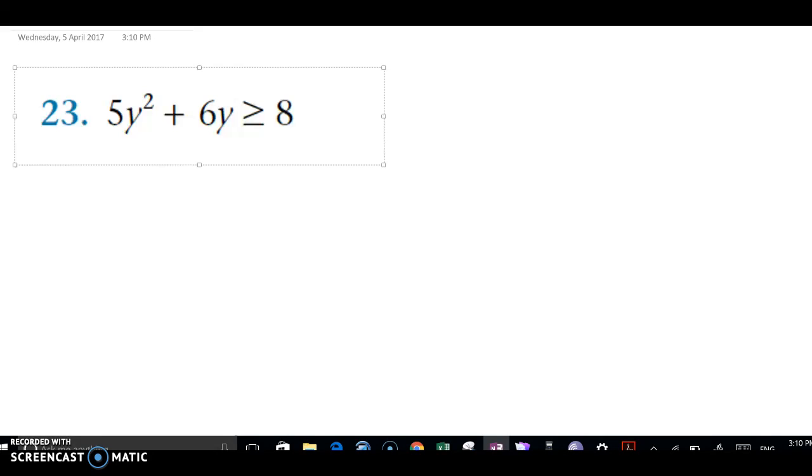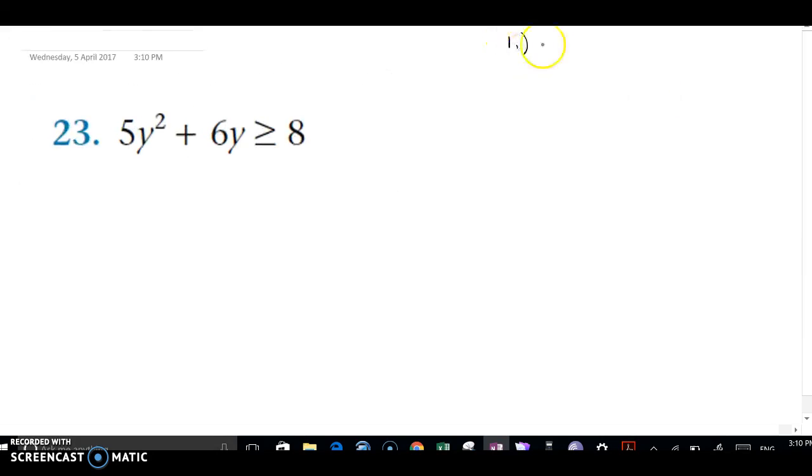Here we go. Let's solve this quadratic equation. So step number 1, let's find the critical values. Step 2, let's plot on a number line.